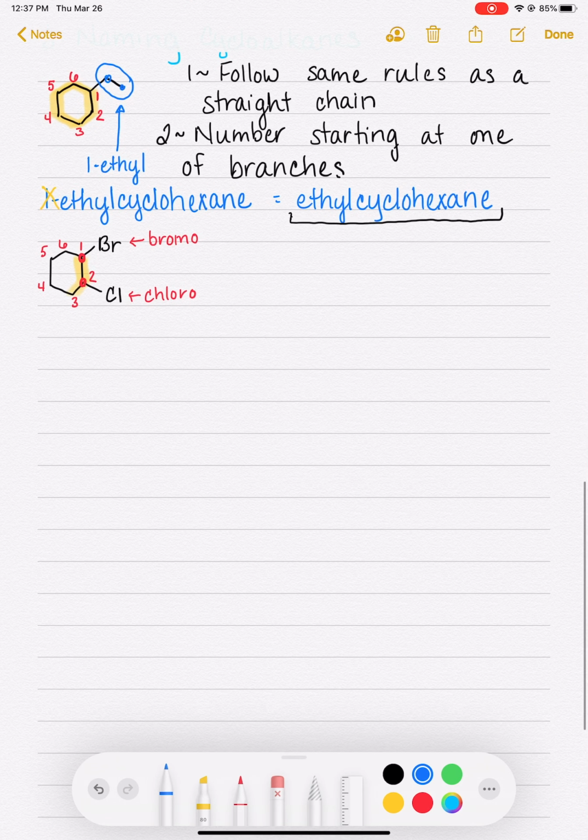Now that we have it numbered, we're going to put the name together. Alphabetizing the substituents, bromine comes first. It's on carbon number 1. It's called bromo. Next we have chlorine. It's on carbon number 2 and we call it chloro. And then we name the parent chain cyclohexane.